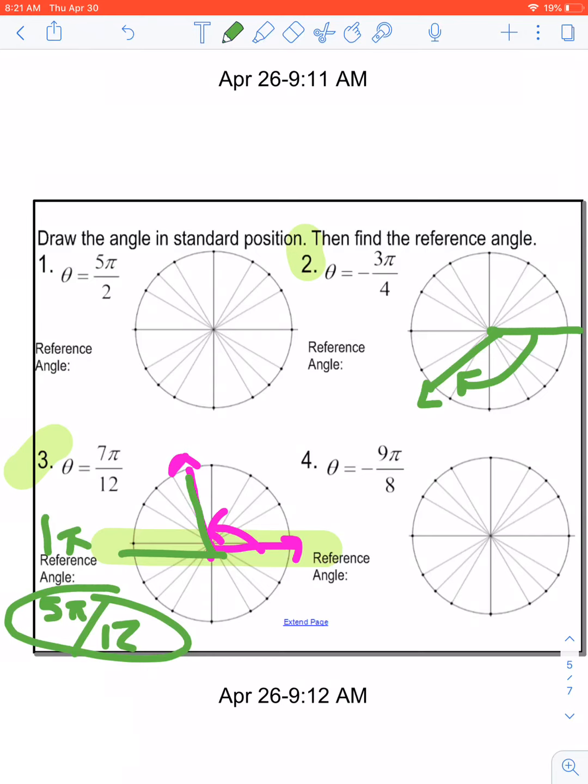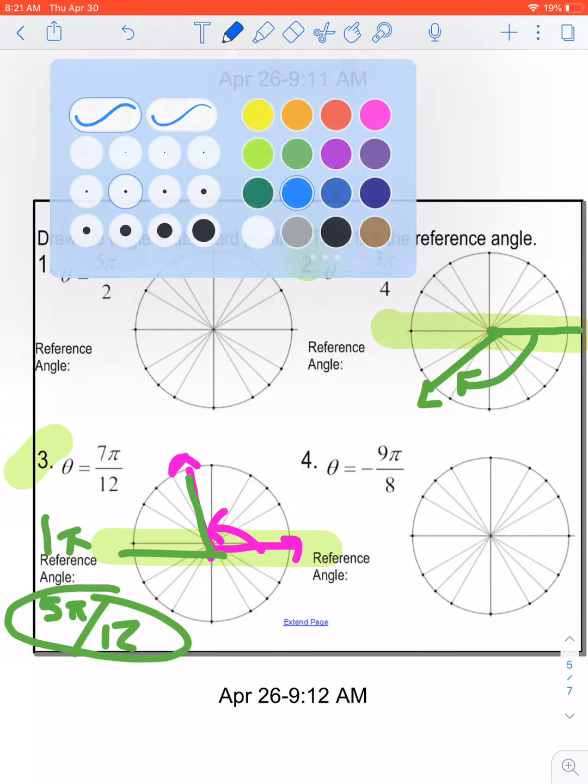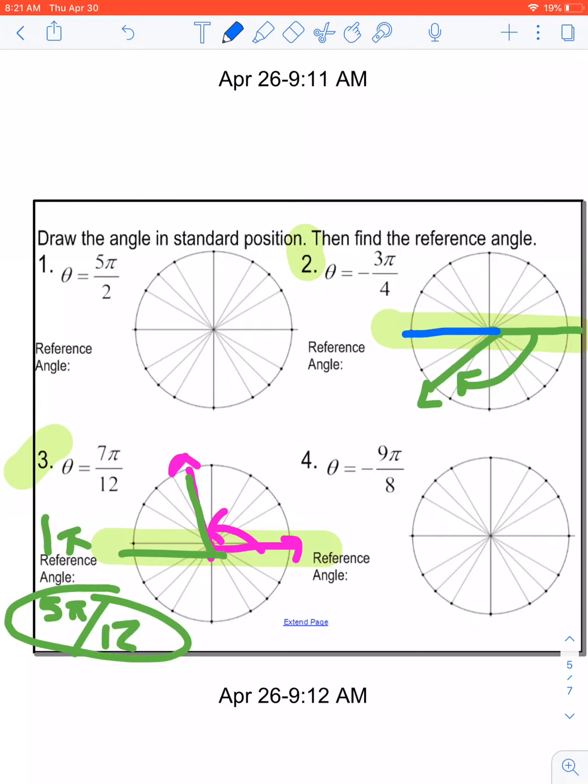So now I want to find where that crosses closest way to my x-axis. Well, that's going to be this angle right here. So I'm trying to get 3 pi over 4 to 1 pi. So my reference angle would be pi over 4. Again, reference angles are always positive.